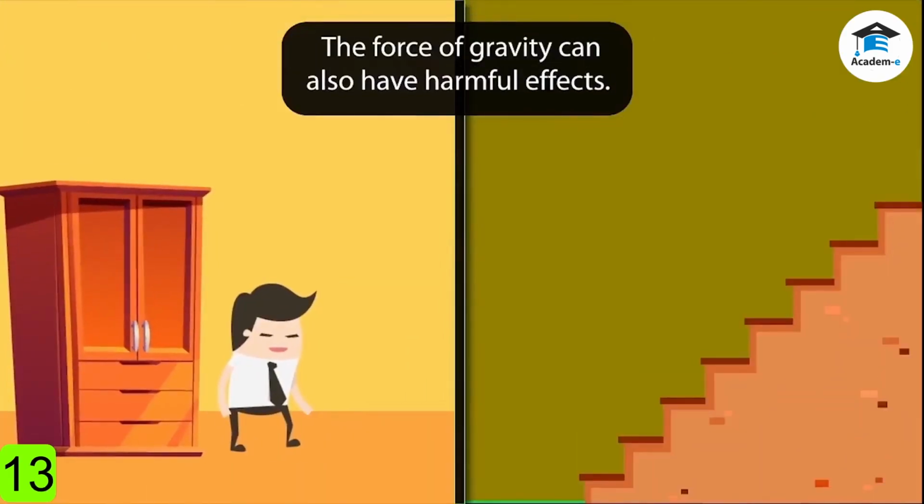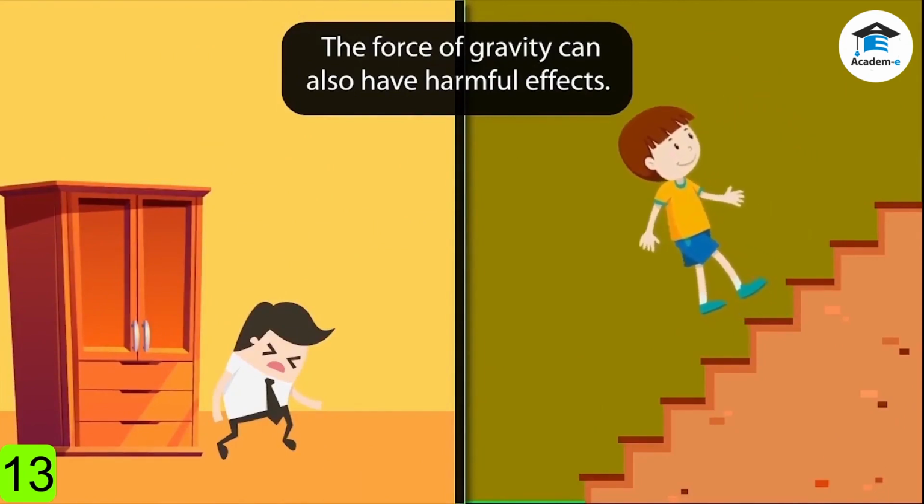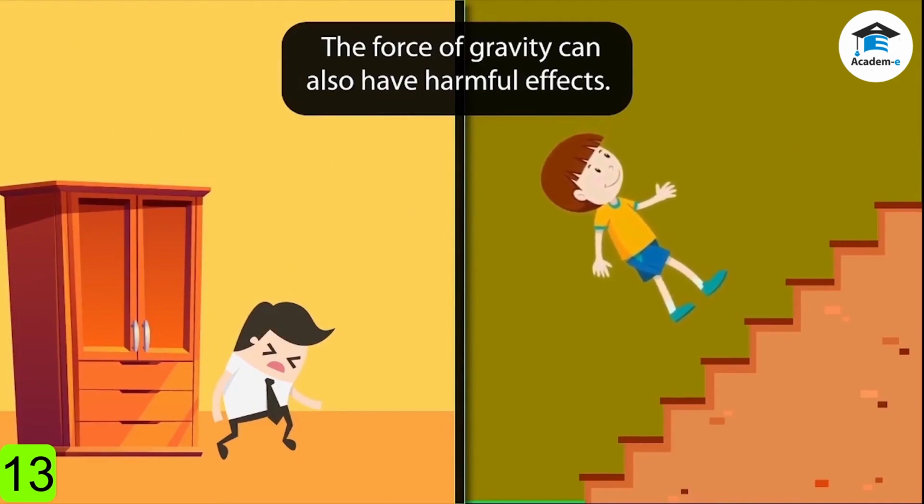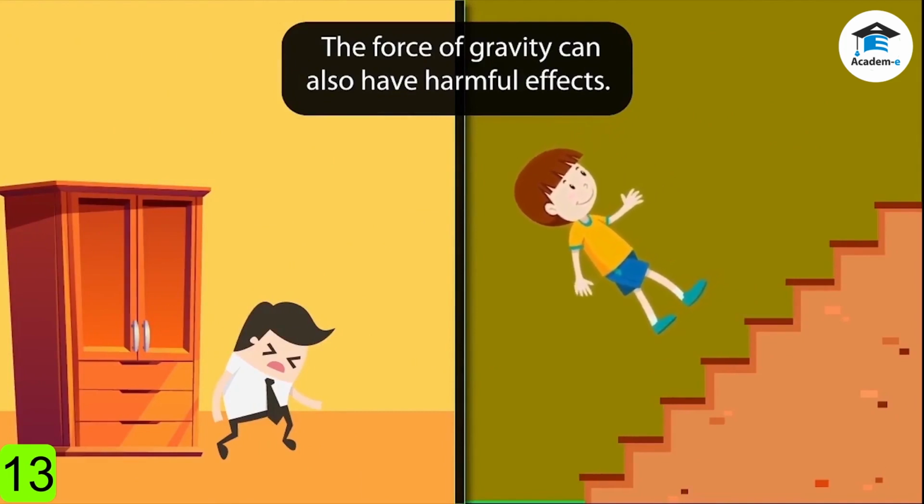However, the force of gravity can also have harmful effects. When hanging objects are shaken or pushed, they might break and fall because of gravity. These falling objects might accidentally hit and harm people. When you go up the stairs and slip, you might fall, which may cause injuries to your body.